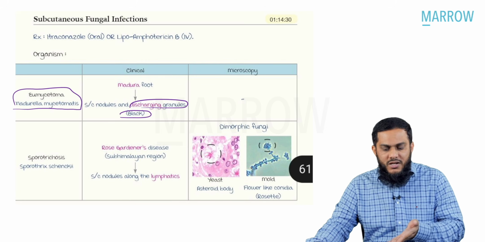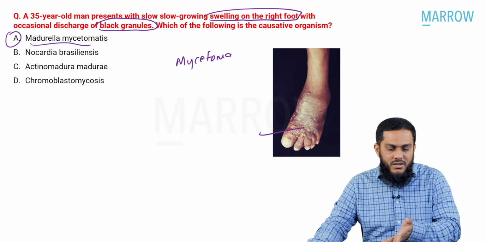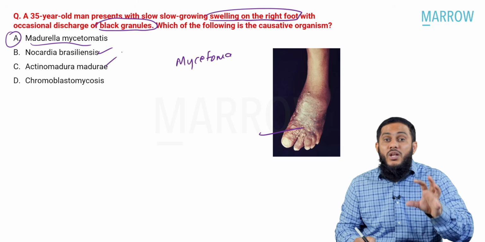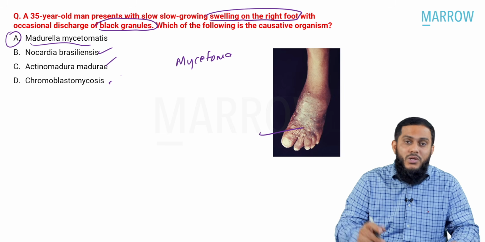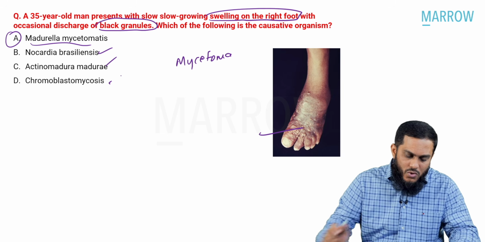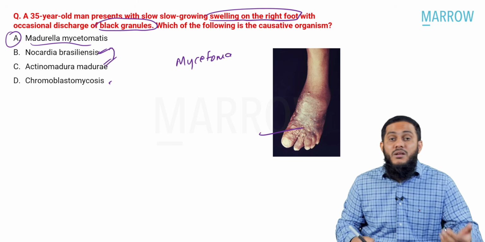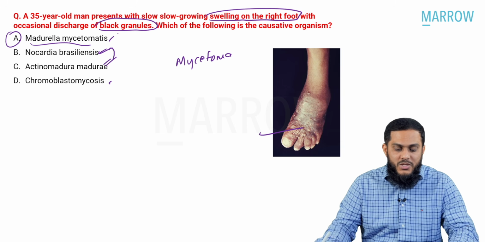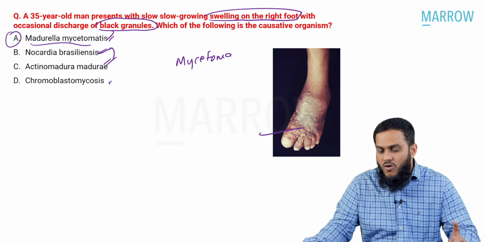Most common, repeated directly from class notes. Black color granules go with Madurella. Nocardia and Actinomadura have whitish yellow, light yellow granules. Chromoblastomycosis has no granules. Nocardia and Actinomadura cause bacterial mycetoma. Madurella causes fungal mycetoma. It is fungal mycetoma because black color granules go in favor of Madurella.